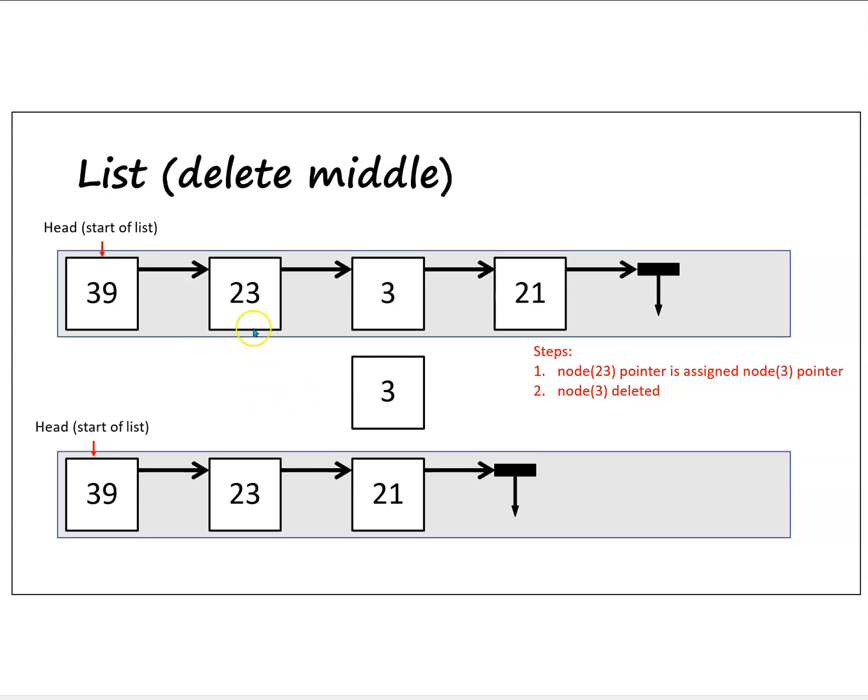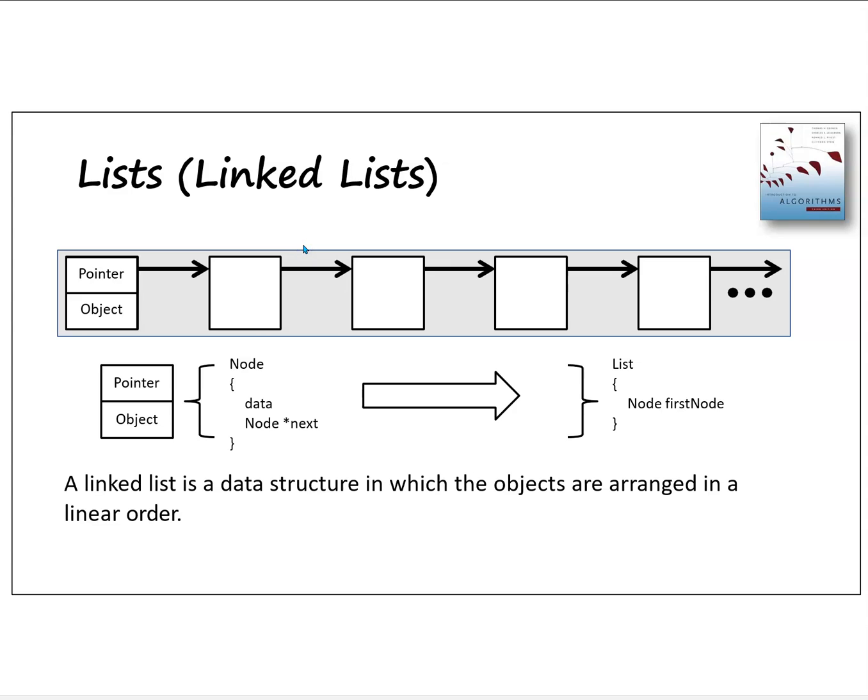The middle is the trickiest of the situations. We have to go to the node before the node we're searching for, take that node's pointer, 23's pointer, make it point to 21, and then delete the node.